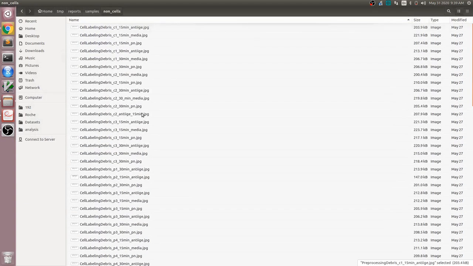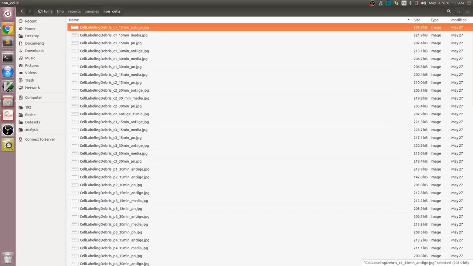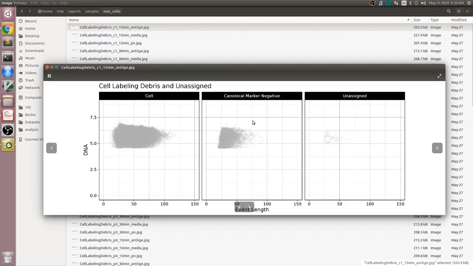Another view you can see is what we call cell labeling debris. And these are cells that essentially slipped through the cracks of the labeling algorithm. And we see 2 of them here, canonical marker negative and unassigned. These correspond to cells that did not express any of the major lineage markers and cells that express too many of them. And essentially, they slip through the cracks of the cleaning algorithm. You see that from an event length and DNA perspective, they are in a pretty good spot. However, they are pretty suspect, and you might want to remove them from your analysis. This is your choice.